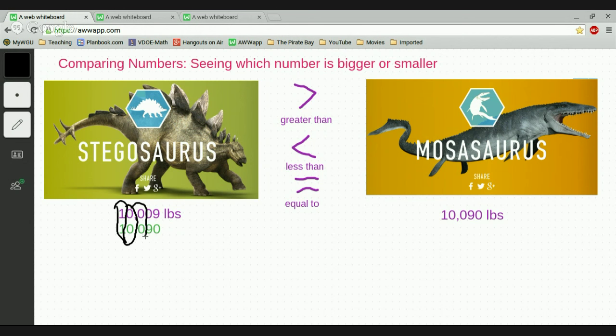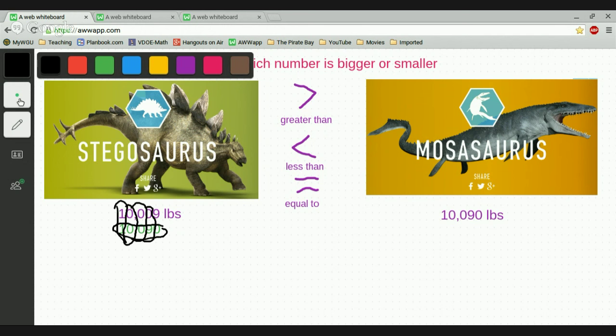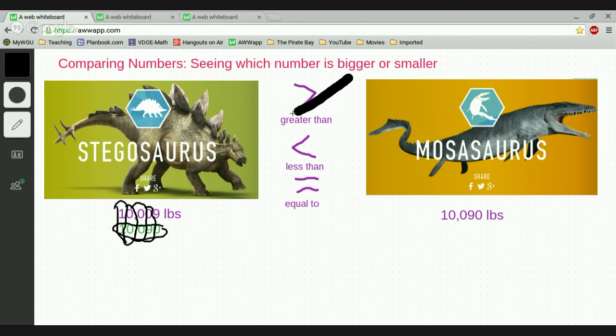I look at my hundreds place, and they're both 0s. So I need to keep going. And now I look at my tens place, and I see that now the Mosasaurus has a 9, which is bigger than a 0. So I know that the Mosasaurus is greater than, or the Stegosaurus is less than the weight of the Mosasaurus, or the Mosasaurus is greater than the weight of the Stegosaurus. It doesn't matter that the Stegosaurus has a 9 in the ones place and the Mosasaurus has a 0, because the 10 is a bigger place value.